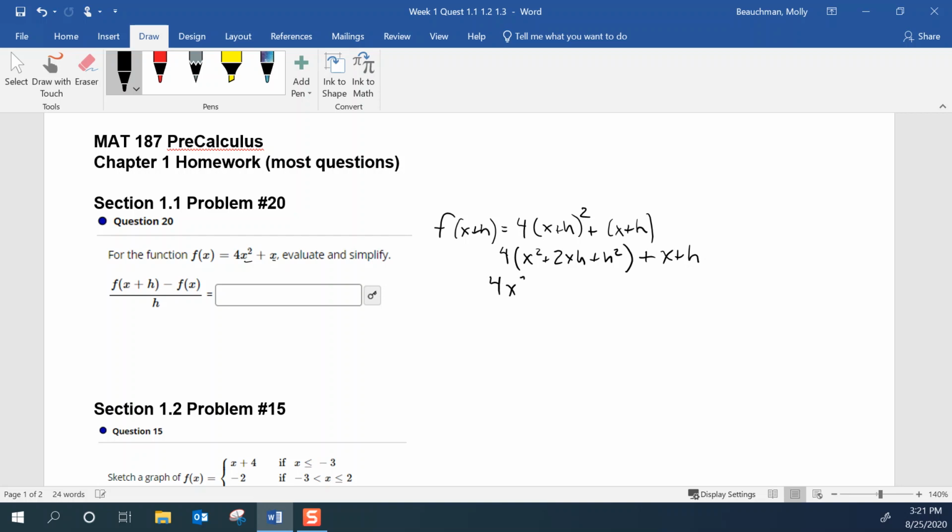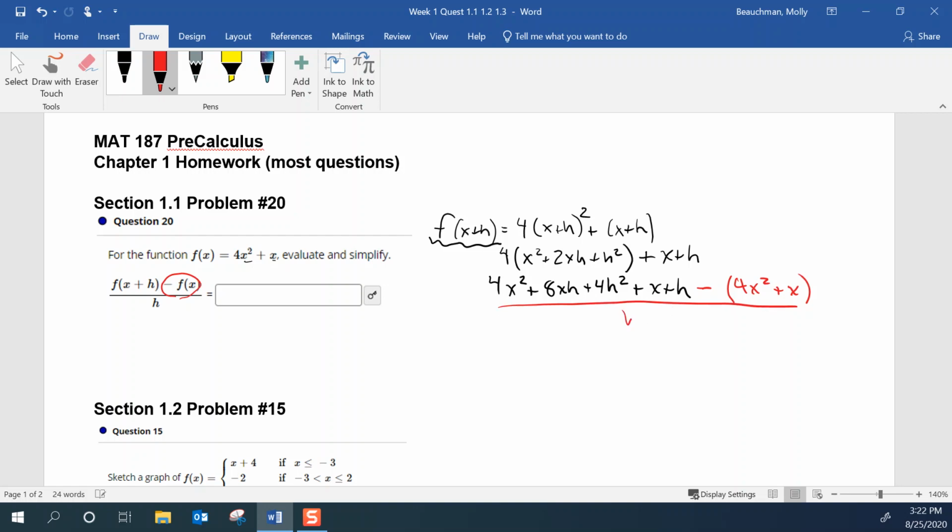Distribute the 4, we get 4x squared plus 8xh plus 4h squared plus x plus h. There are no like terms, so this is the expression for f of x plus h. Now we're going to subtract f of x. So we take that expression minus what f of x is, which is 4x squared plus x. Then we divide the whole thing by h.